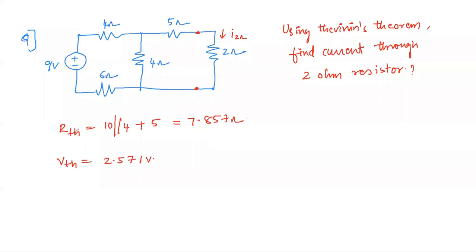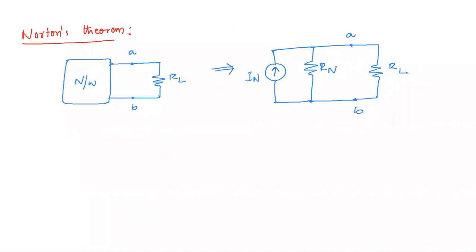Okay. Once you get VTH and RTH, directly connect these two in series, and the 2 ohms is again connected to the AB terminals, and find out what the current is. So you will get 260.8 milliamps or 0.26 amps. That's it. Now, in case of Norton's theorem, there is only one difference between Thevenin's and Norton's.